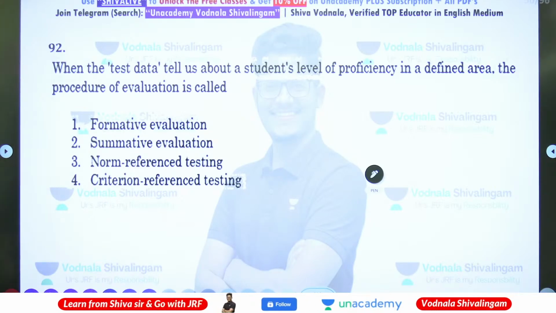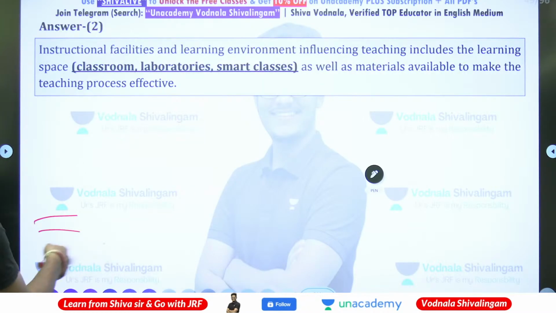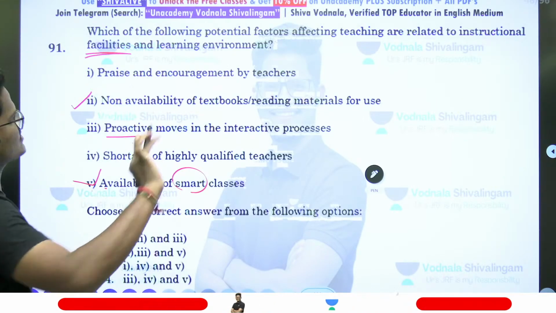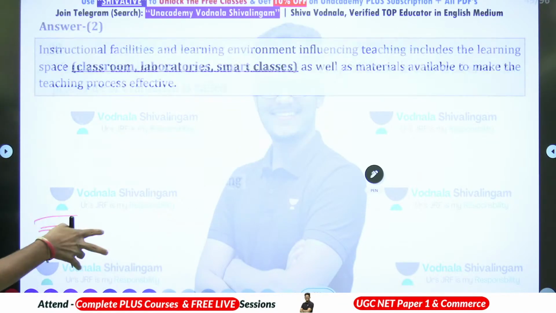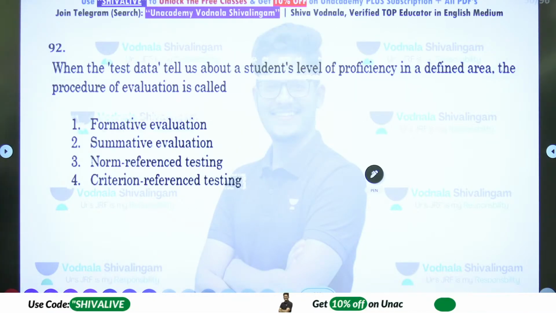Faculty is not an instructional facility. The question is about instructional facilities. Faculty is not a facility. Faculty is one of the main components. It is not about that, faculty is an independent variable.